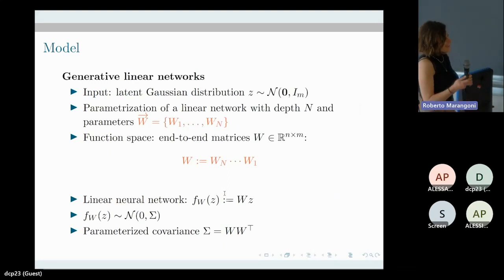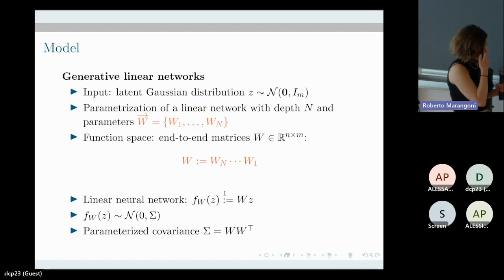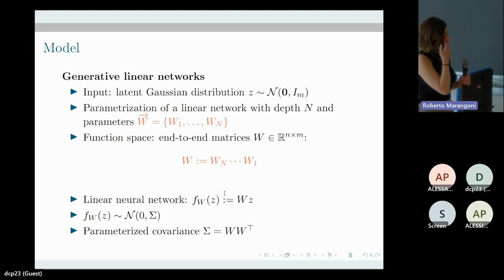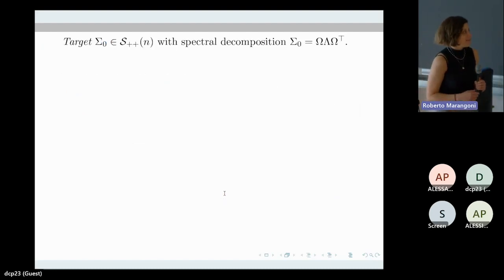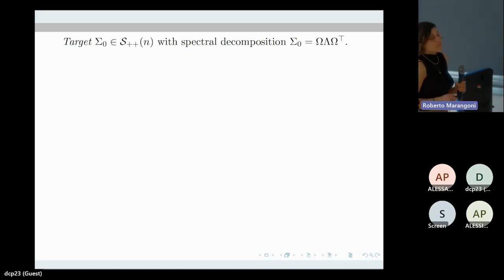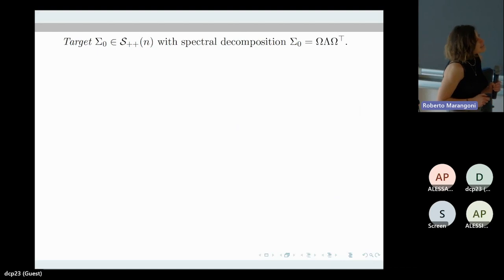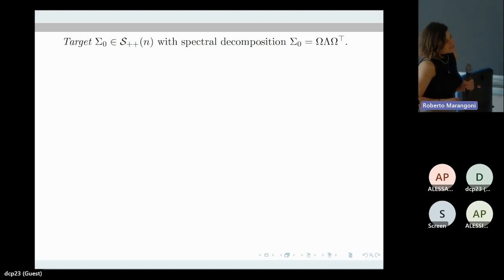What is really well known is that when we have matrix factorization through a Gaussian distribution, then the output of the linear neural network will also follow a Gaussian distribution with zero mean and covariance matrix sigma. This is actually our parameterized covariance sigma, and we will use this parameterized covariance to learn the target. The target is sigma naught, a positive definite matrix, with a spectral decomposition as follows.